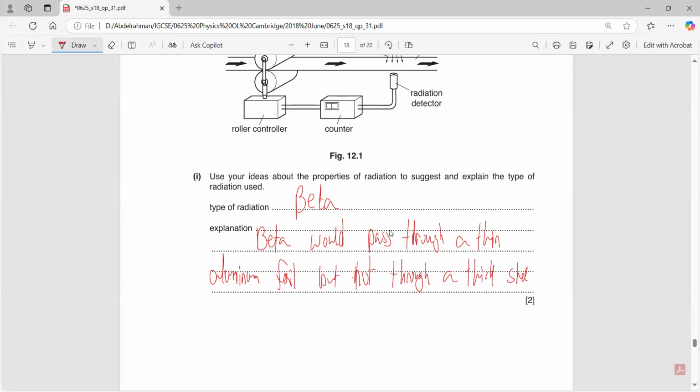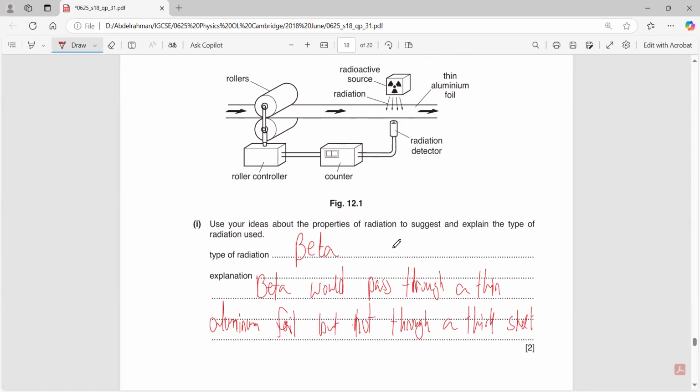Why don't we use gamma? Now I want you to think about it. If you have a thin aluminum foil, the beta will pass and the radiation will be detected, and the process will go on. If it is a bit thicker, the beta will not pass, so the radiation detector will not detect any radiation. So the counter would stop, indicating that there is a fault, something's faulty.